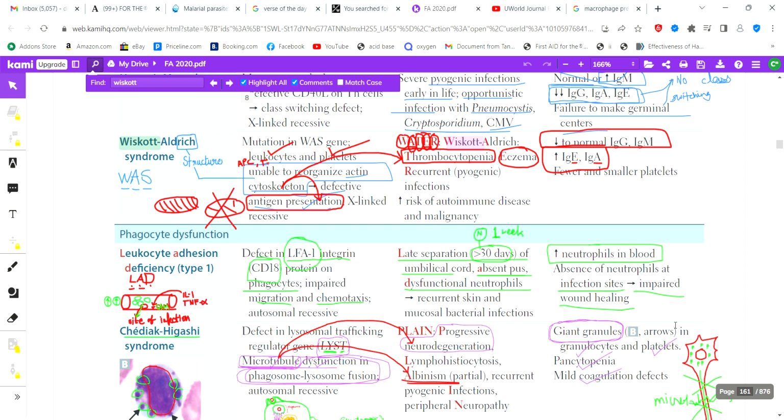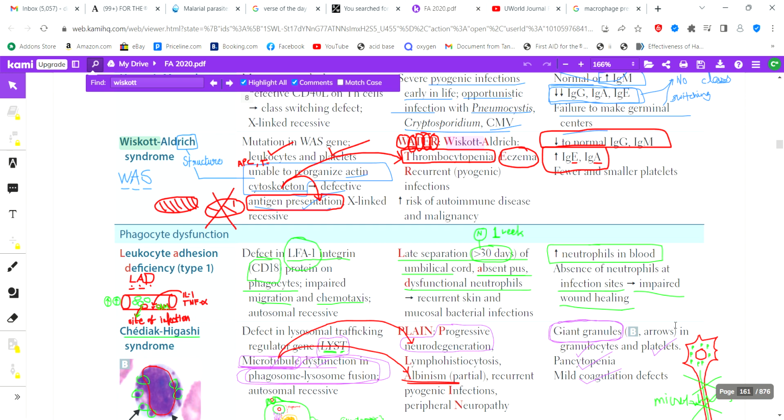Yeah, exactly. Because the leukocytes are APCs, right? They cannot present the antigen to the T cells. The macrophages can't present the antigen to the T cells because their cytoskeleton is busted. Okay, so that's why they have defective antigen presentation. This disease is X-linked recessive.